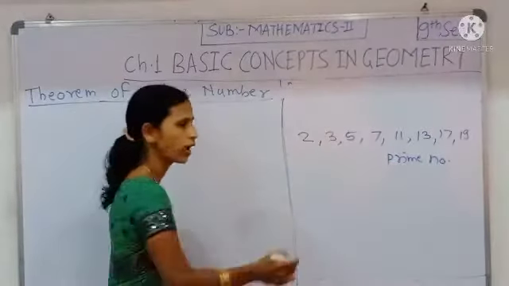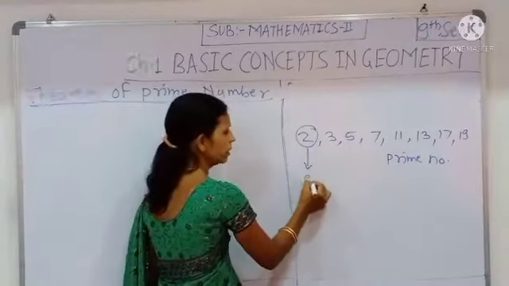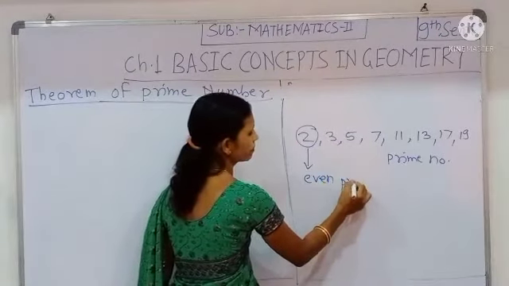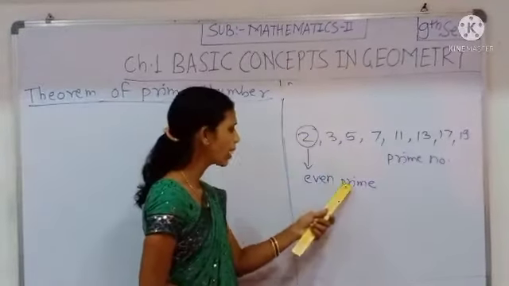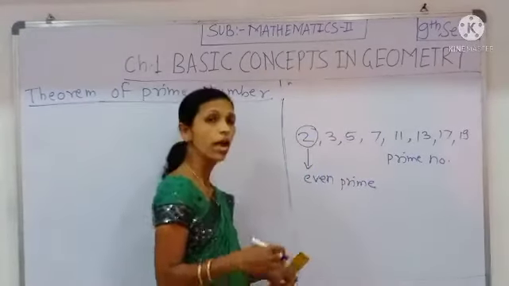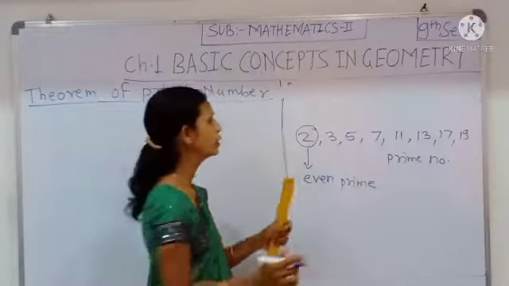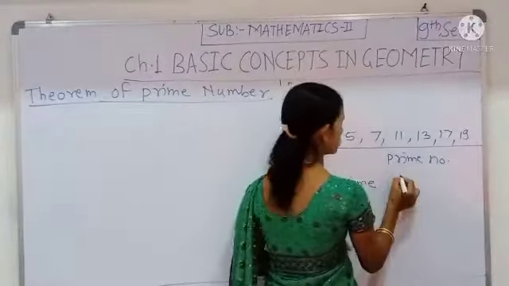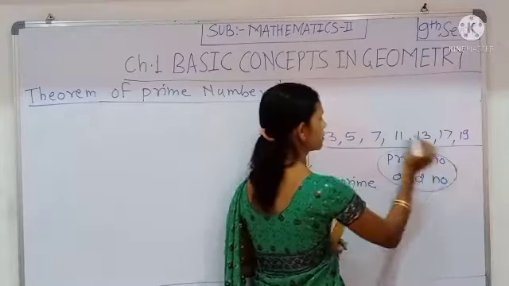And see here, out of this only 2 is an even prime number. That is, it is a prime number as well as an even number. And the remaining are all prime numbers which are odd numbers. These are odd prime numbers.